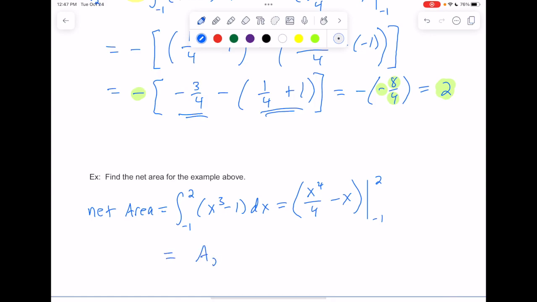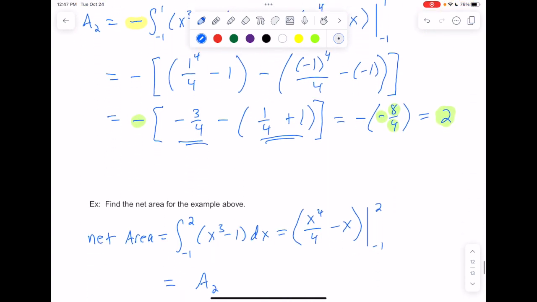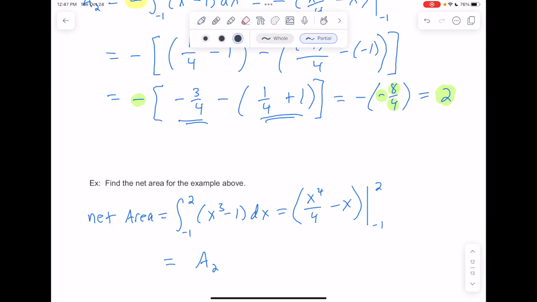So that would be A2, the positive orange area up above. Sorry, I think that was A1, so I'll make that switch. The orange area was A1, that's the positive piece. So just take that and subtract the negative portion, which was the A2. And just color coding that, we did that one in the green.